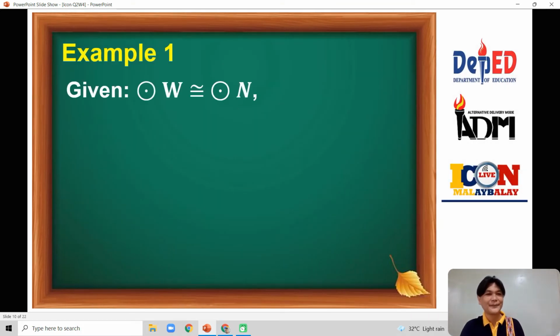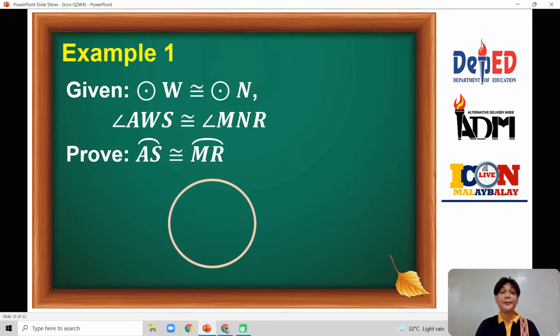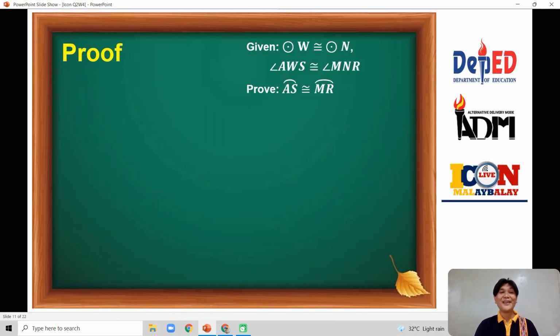Example number 1. Given: circle W is congruent to circle N. Another given: angle AWS is congruent to angle MNR. Prove that arc AS is congruent to arc MR. With this figure, we have circle W having a central angle AWS and circle N having a central angle MNR. Let's go. Now the proof.